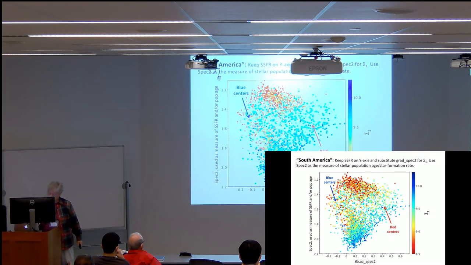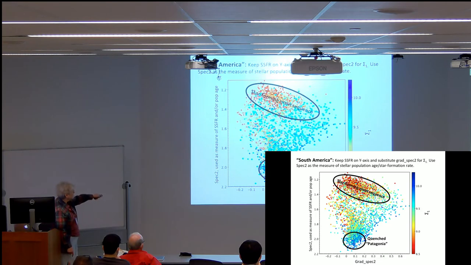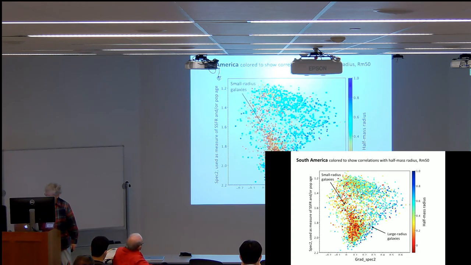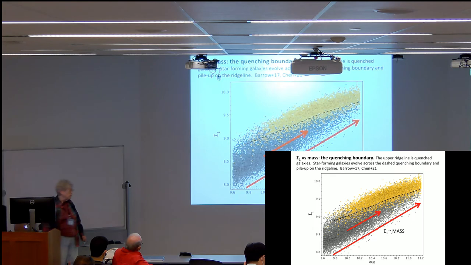Here we're coloring by sigma 1, to get you oriented. These are the star-forming main sequence, and the quenched objects wind up in Patagonia down there. Okay, here is a coloration of the diagram using stellar mass. Again, strong systematics visible. And here's a coloration using radius. I'm going to come back to this in just a second, but let me cut away to another space for just a second, which is sigma 1 versus mass.